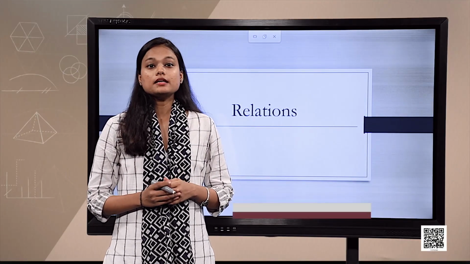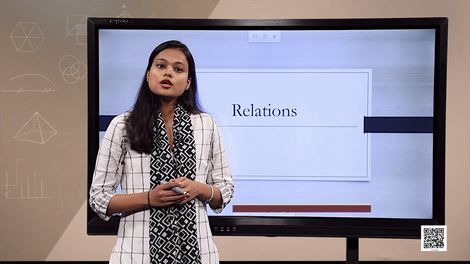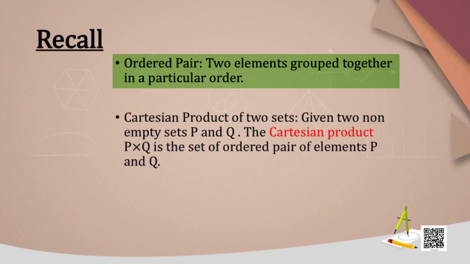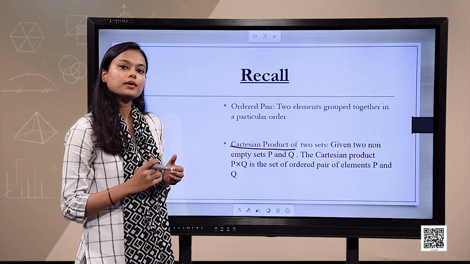Welcome back to study Relation and Functions, Chapter 2 of Class 11th. Let us first recall what we have done in the previous episode. In the previous episode, we have studied about ordered pairs, that the two elements grouped together in a particular order is said to be an ordered pair. Cartesian product of two sets, that when we are having two non-empty sets P and Q, the Cartesian product P with Q is the set of all ordered pairs, where the elements are coming from P and Q.